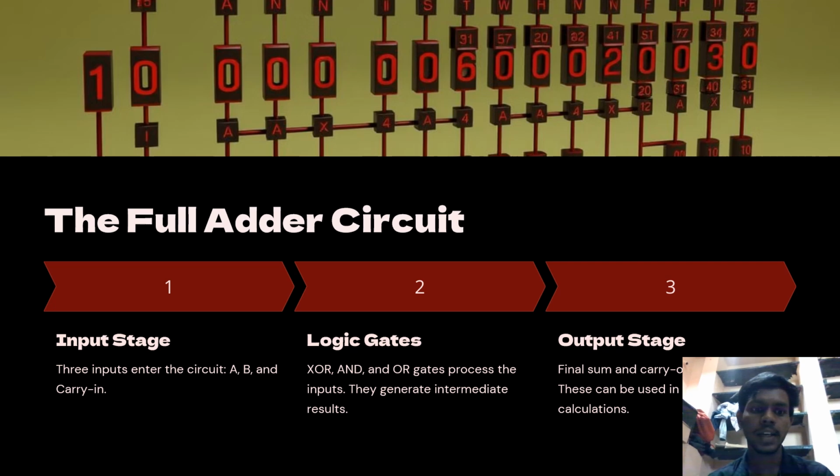The full adder circuit. Three inputs enter the circuit: A, B and carry in. Logic gates, XOR and OR gates, process the inputs. They generate intermediate results. Output storage: the final sum and carry can be used in calculations.